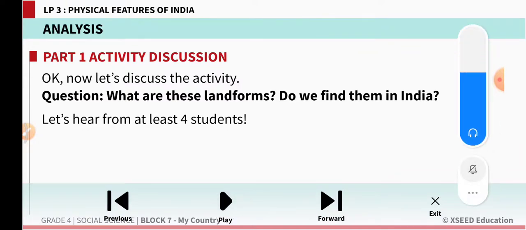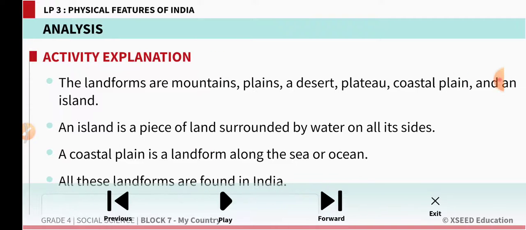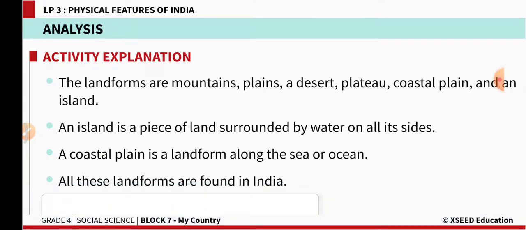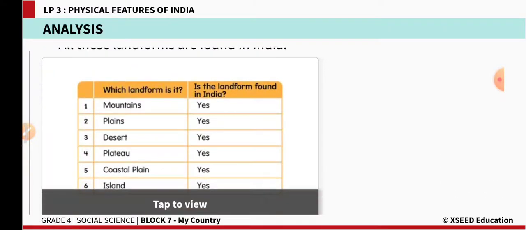What are these landforms? Do we find them in India? The landforms are mountains, plains, a desert, plateau, coastal plains, and islands. An island is a piece of land surrounded by water on all its sides. A coastal plain is a landform along the sea or ocean. All these landforms are found in India.